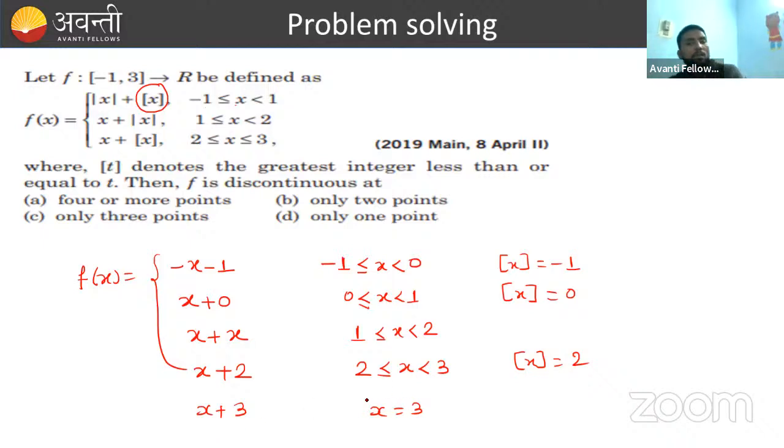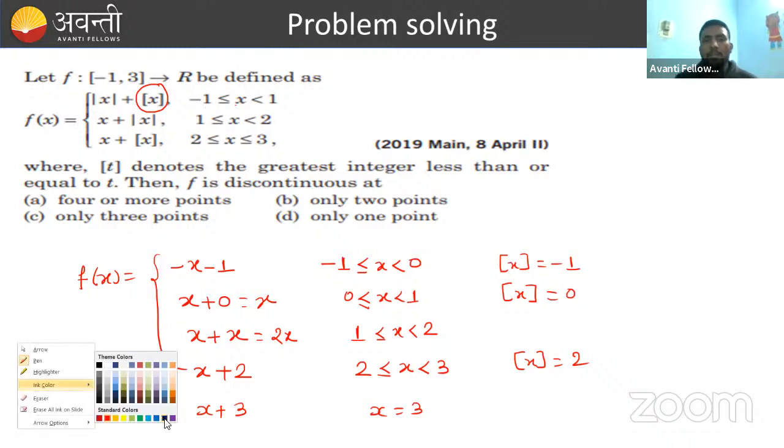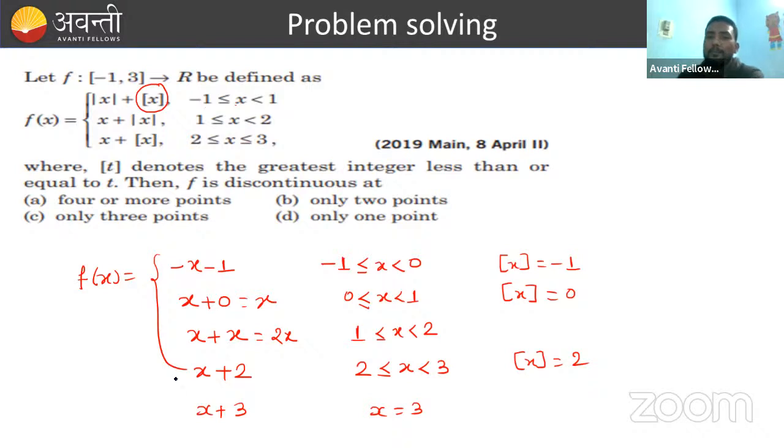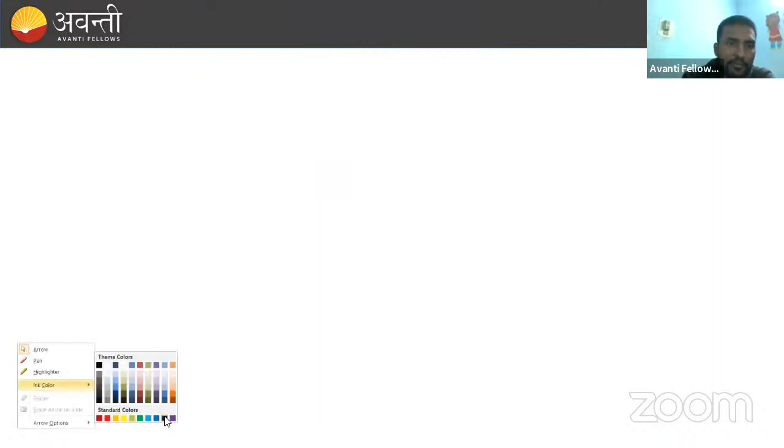So now what we have done, we have defined from -1 to 3, and in each different interval there are different kinds of function. This I can write like 2x, and this is x. Now what we need to do is check the points of discontinuity. So we have the functions, I will write each and every function in the next slide.